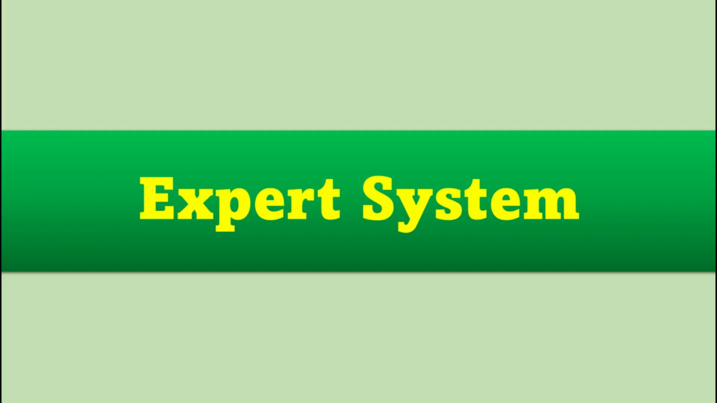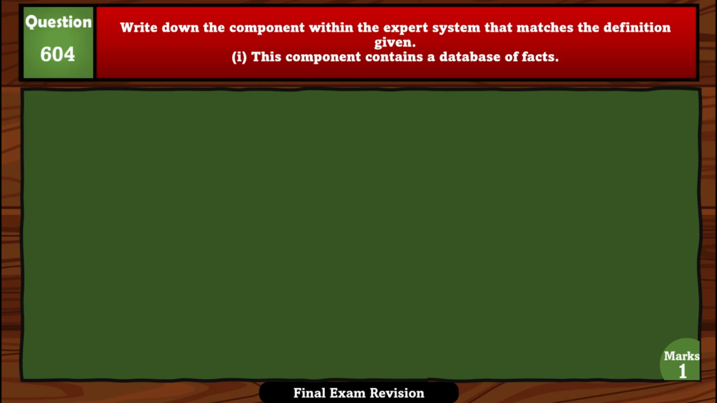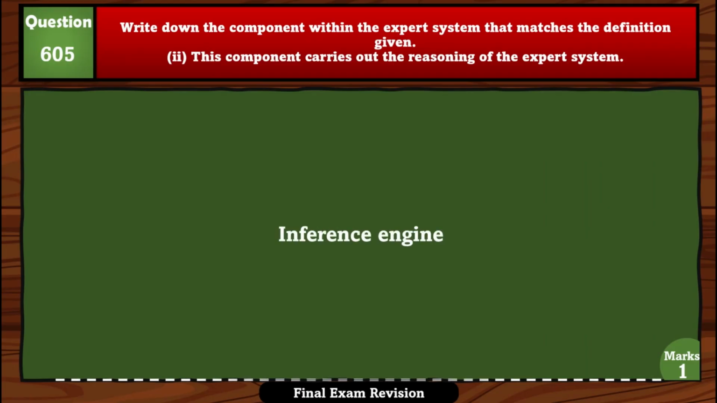Expert system. Question 604. Write down the component within the expert system that matches the definition given. Number one, the component contains a database of facts. So that is called knowledge base. Question 605. Write down the component within the expert system that matches the definition given. This component carries out the reasoning of the expert system. So that is inference engine.